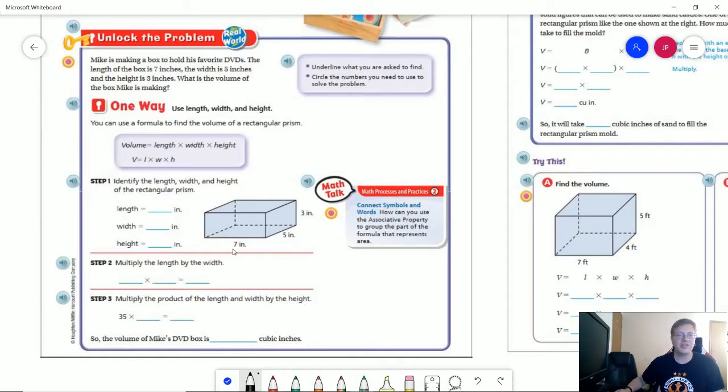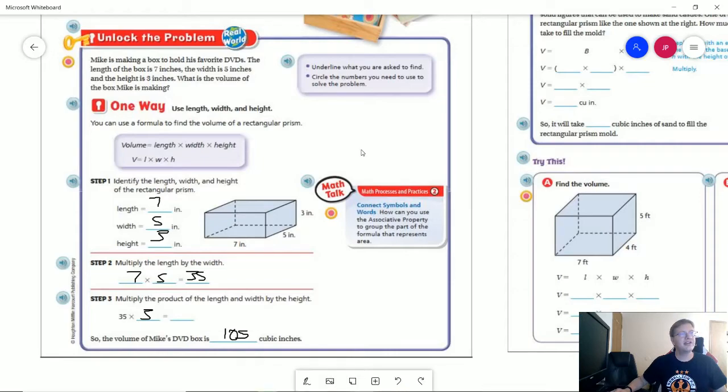We are working with 7 times 5 times 3. And so to start with, they want us to do 7 times 5. That is going to give us 35, as you can see down here. And then they want us to go ahead and multiply times 3. So that is going to give us 90 plus 15, which would be 105 cubic inches.